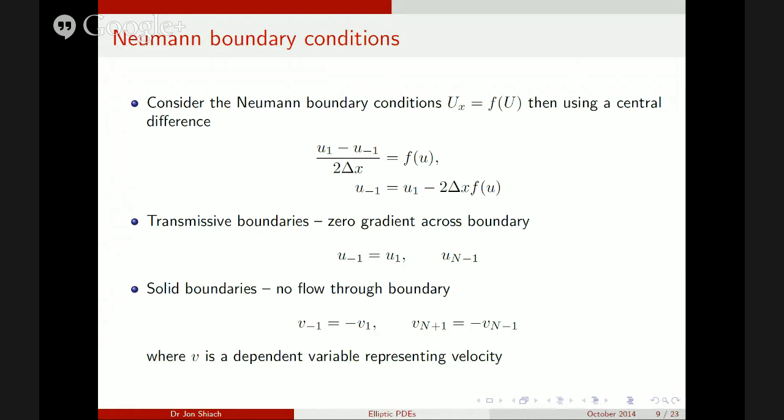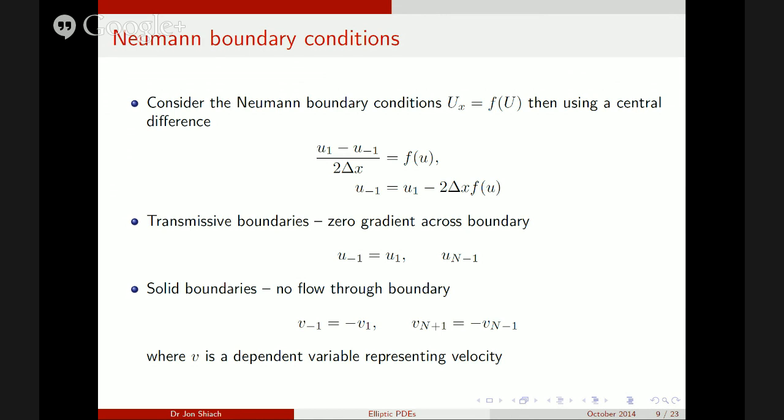We can model this by, if v is a velocity, a dependent variable, if v of the ghost node is equal to minus v of the computational node, what that means is there's absolutely no way that any flow can go through the boundary. We'll revisit this boundary condition when we look at systems of PDEs, which is about week 10 of this term.